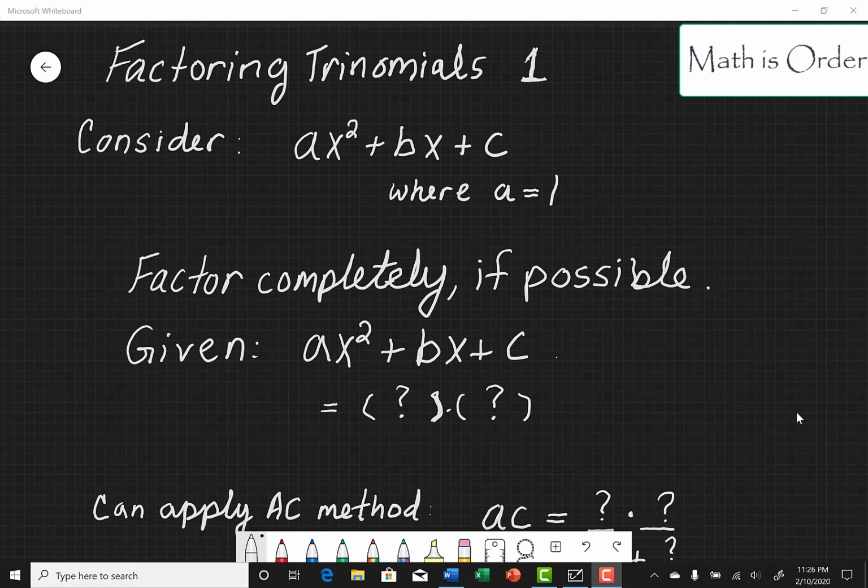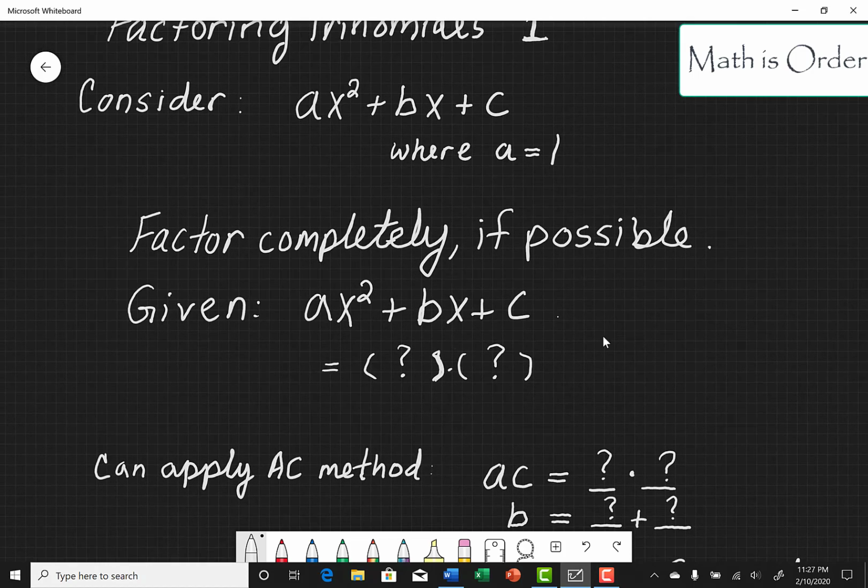This is the first of a few videos having to do with factoring trinomials. In this first video, we're looking at how to factor trinomials of the form ax squared plus bx plus c, where a is 1. A very common question related to trinomials of this form is that they be factored completely, if possible. Sometimes it's not possible.